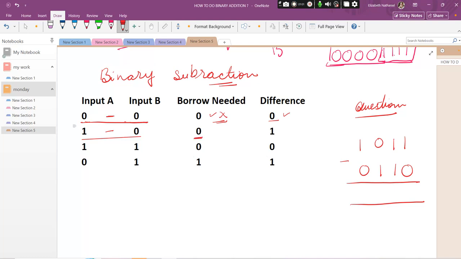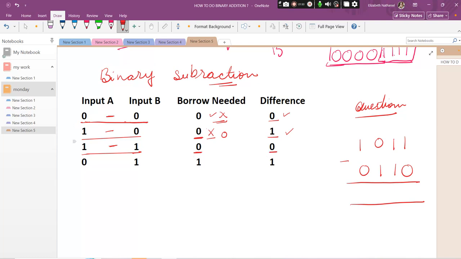Okay, and there will be no borrow. So borrow will be as it is, 0 means nothing, no borrow. You can see 1 is noted down as it is. Now the next condition, 1 minus 1. Is borrow needed? No, no borrow is needed. So it will be 0.